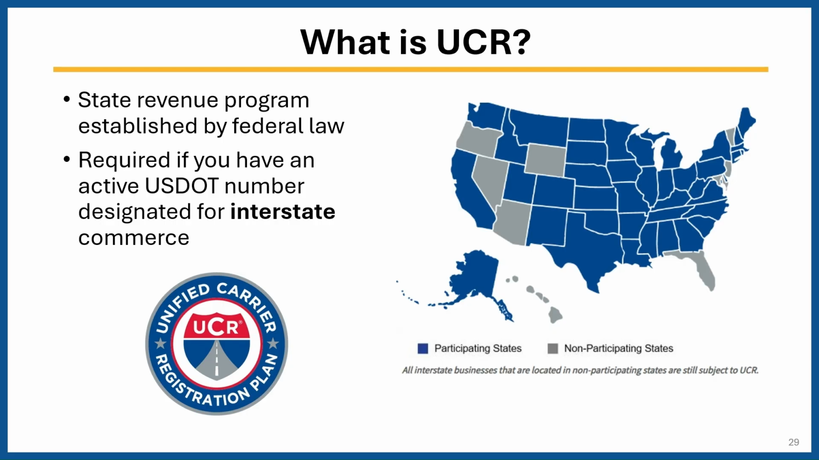The states in blue on the map you see are participating states in the UCR agreement. While not all the states participate in UCR, all interstate motor carriers are subject to the UCR agreement, even if they are registered under IRP in a non-participating state. South Carolina, however, is a participating state.